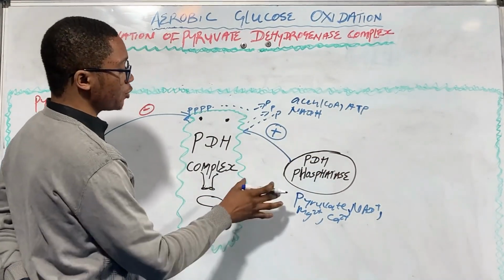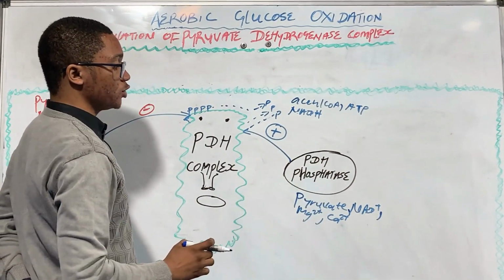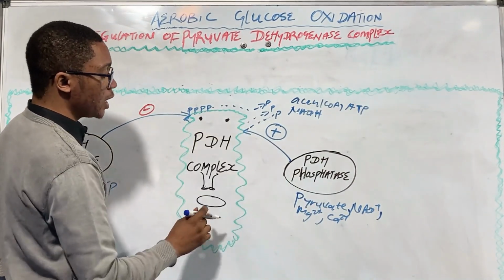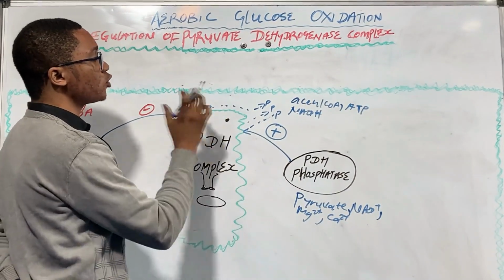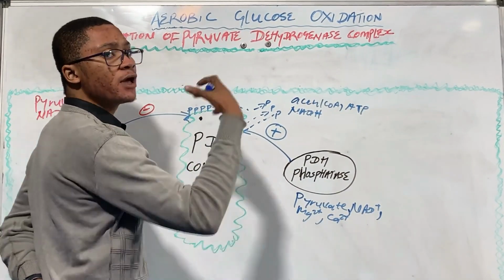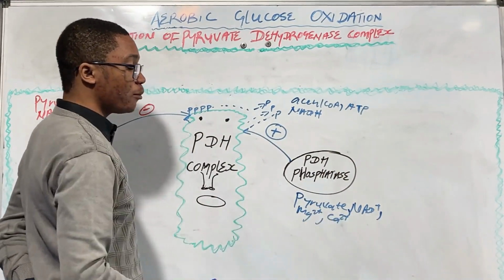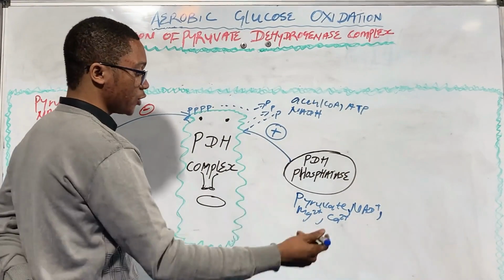This is what stimulates pyruvate dehydrogenase phosphatase to remove the phosphate group, so that the pyruvate dehydrogenase complex can carry out glucose oxidation to give ATP in the body, so that the body has a lot of ATP for skeletal muscles to carry out their work and for us to use in our body.